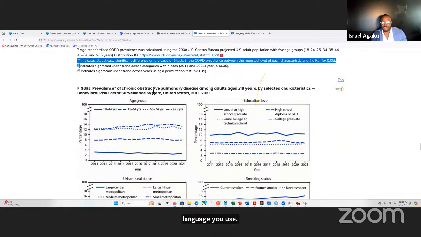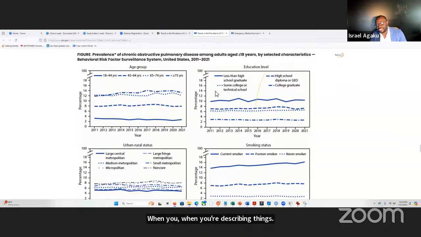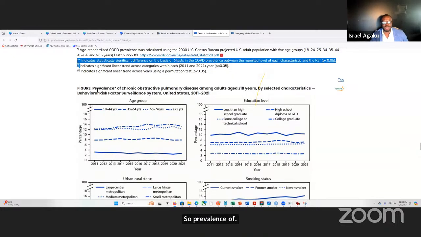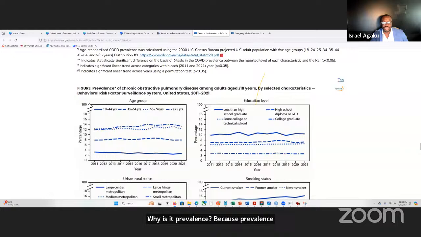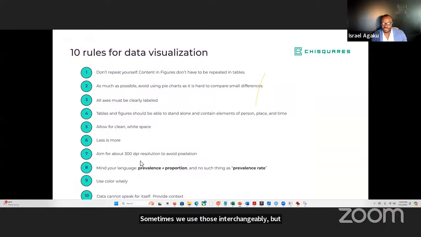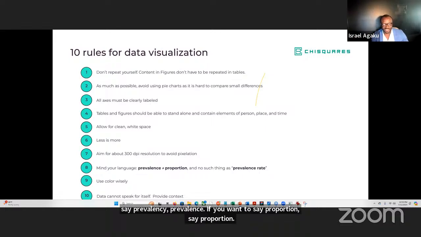So prevalence of chronic obstructive pulmonary disease. Why is it prevalence? Because prevalence ranges from 0 to 100. A proportion ranges from 0 to 1. Sometimes people use those terms interchangeably, but they're very different. So you need to mind your language. If you want to say prevalence, say prevalence. If you want to say proportion, say proportion. Please don't say prevalence rate. Such a thing does not even exist.